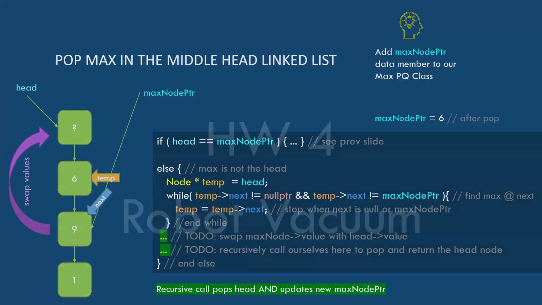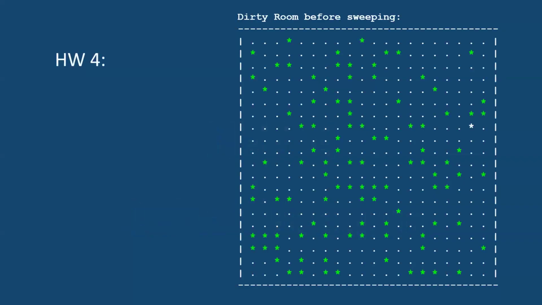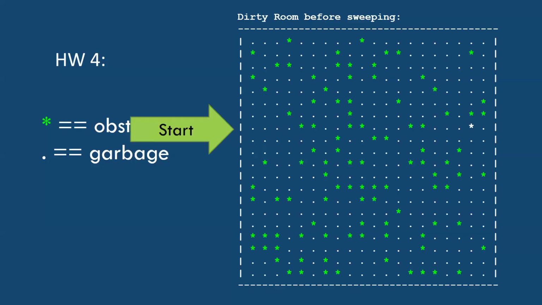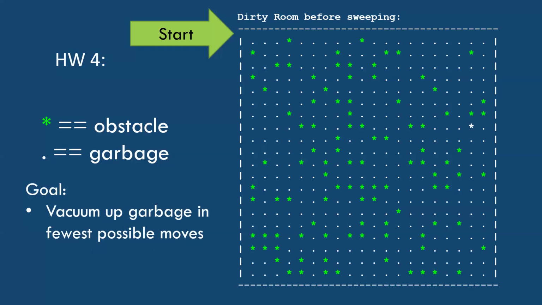Okay. All right. And again, there's more than one way to do that. One example, just a peek at one of our homework 4 options, is robot vacuum. The idea is you've got a 2-dimensional array, and you've got some function calls that you're going to use to move your robot around. The star is our obstacle and the dot is our garbage. We want to vacuum up all the garbage without vacuuming up any of the obstacles, of course. And our goal is, as always, efficiency.